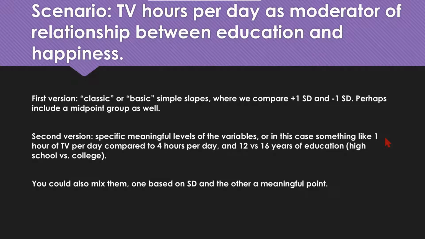And we could also use 12 versus 16 years of education, because 12 years means you've completed high school. 16 years means that you've completed college. So this would make more sense. Ultimately, we would say, how does getting a college education impact your happiness compared to a high school education? Or how does cutting your TV from 4 to 1 hour per day, or increasing it from 1 to 4 hours per day, impact your happiness? That makes a lot more sense.